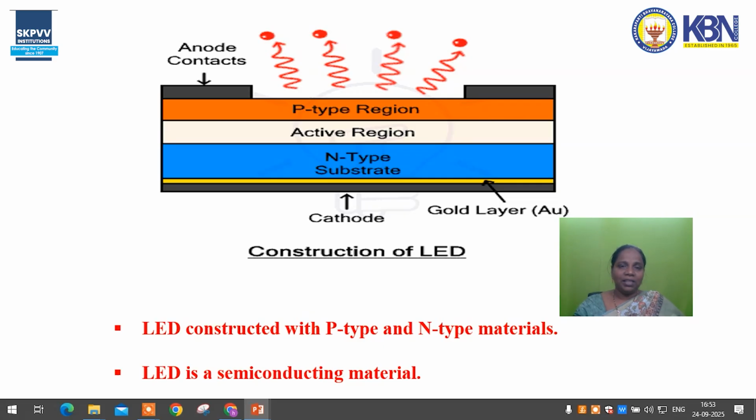By giving external energy to the LED, particles start moving from the P-type region and N-type region. They move forward to the active region. In the active region, electrons are highly energetic particles and holes have less energy when compared to the electrons. In the active region, electrons and holes recombine, and the extra energy from the electron is emitted in the form of light. That is the entire process of light emission in LED.